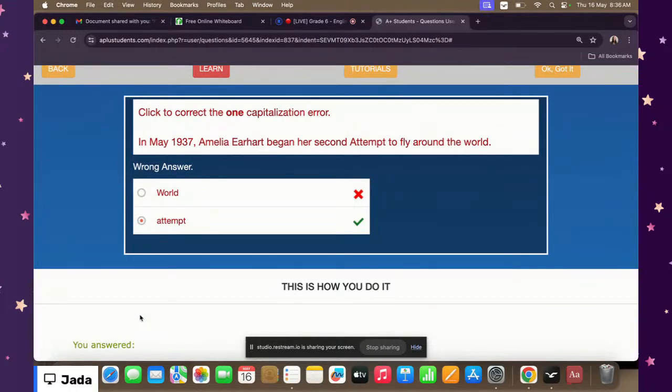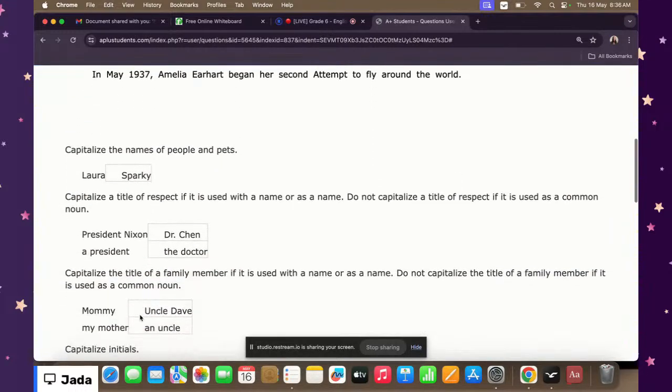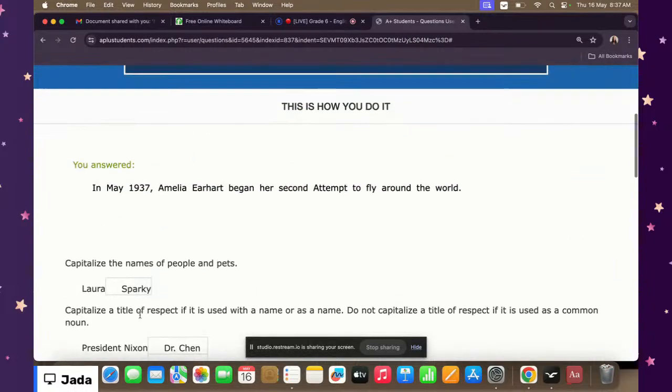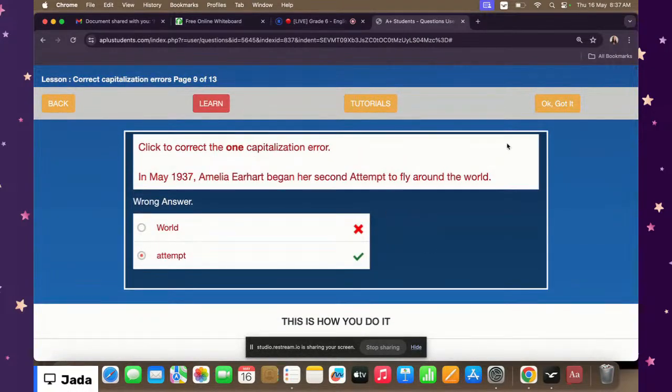If ever you click on an answer and it's wrong, just scroll down and get more information down here. It gives you more explanation. Attempt. Okay.